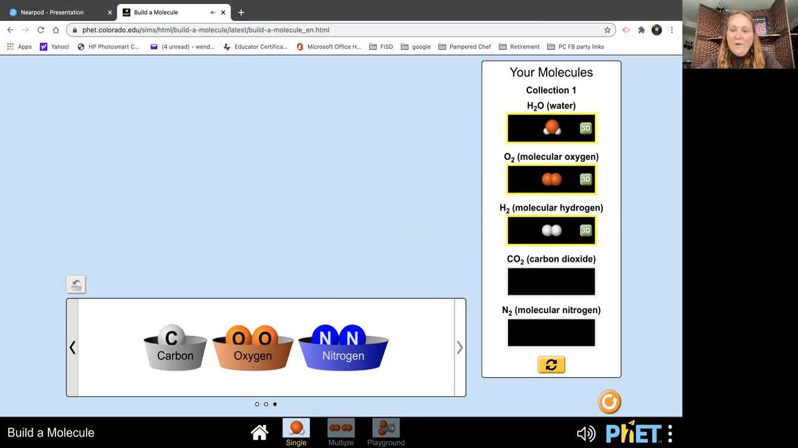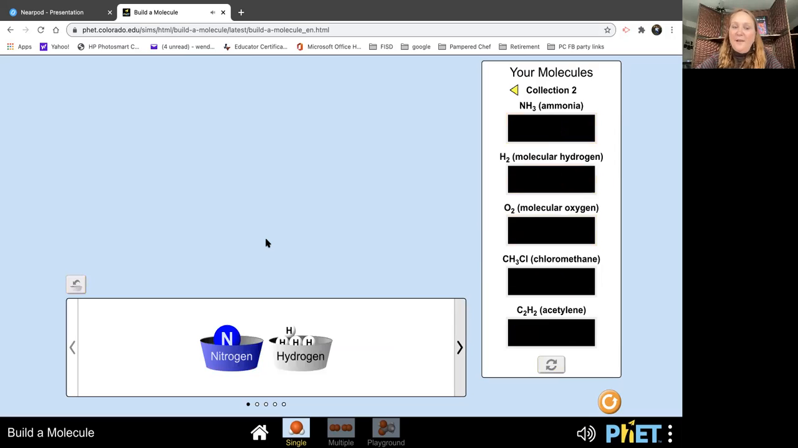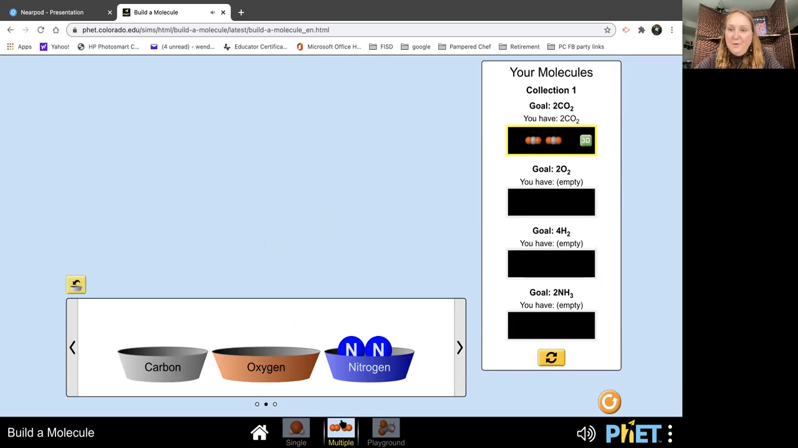And then over here, we can build our carbon dioxide. There's my carbon, oxygen, and oxygen. So 2 elements make up carbon dioxide. And then I have molecular nitrogen, and 1 element makes up molecular nitrogen. And then you click next collection and you keep going. You can do multiple. So I have built 2 carbon dioxide molecules here.